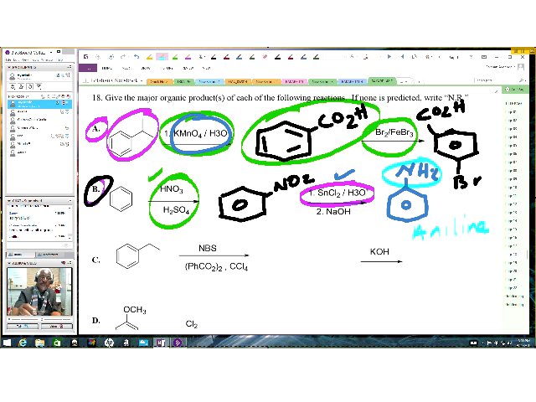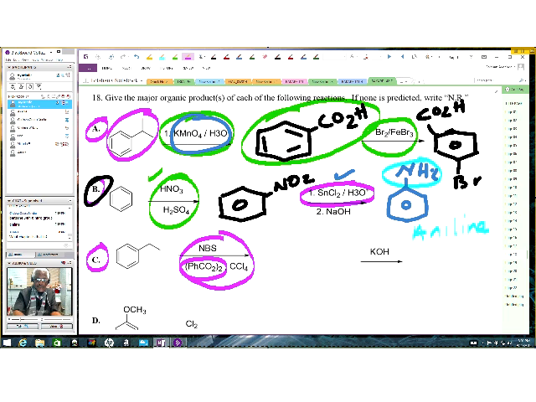Let us go to C. In C, we have ethyl benzene, and then we have NBS, N-bromosuccinimide, in the presence of a peroxide. This is a peroxide right here, and of course the carbon tetrachloride, that is just acting as a solvent. So what do you think that will do?